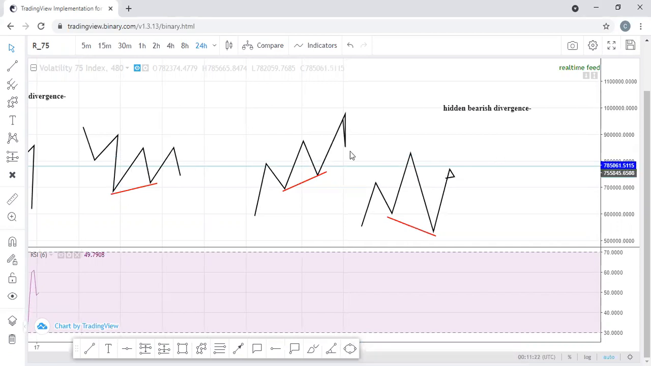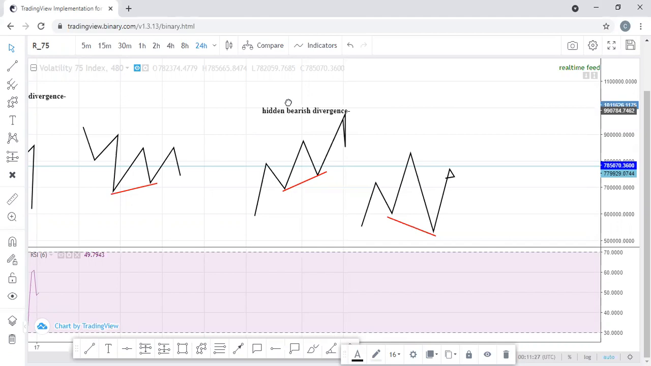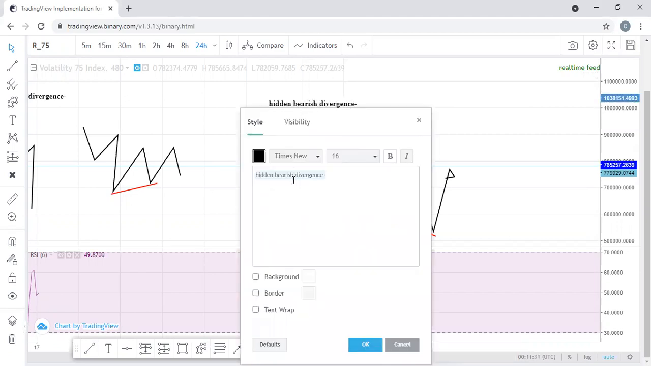I will still label this again. My screen is almost filled, so I will have to remove something. Let us just leave this one here as a regular bullish. I will do something by the side to make it different. So this is a regular bullish divergence. Let's not alter anything here. This is the hidden bullish divergence.